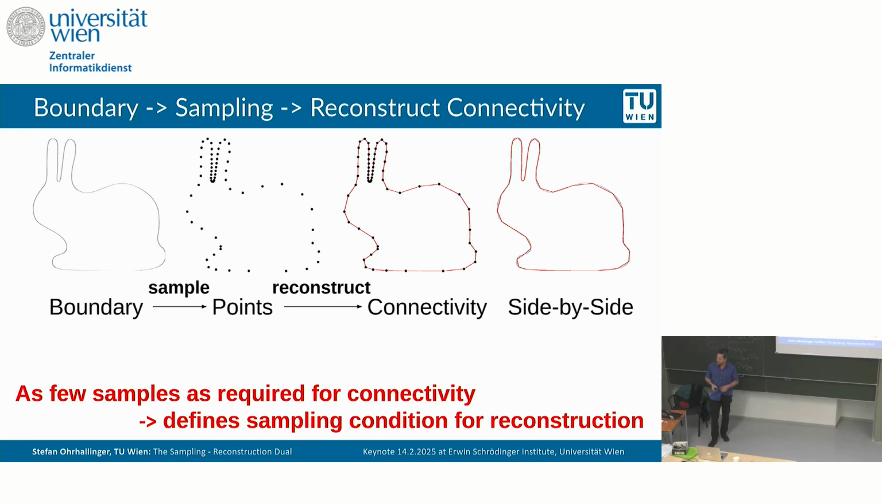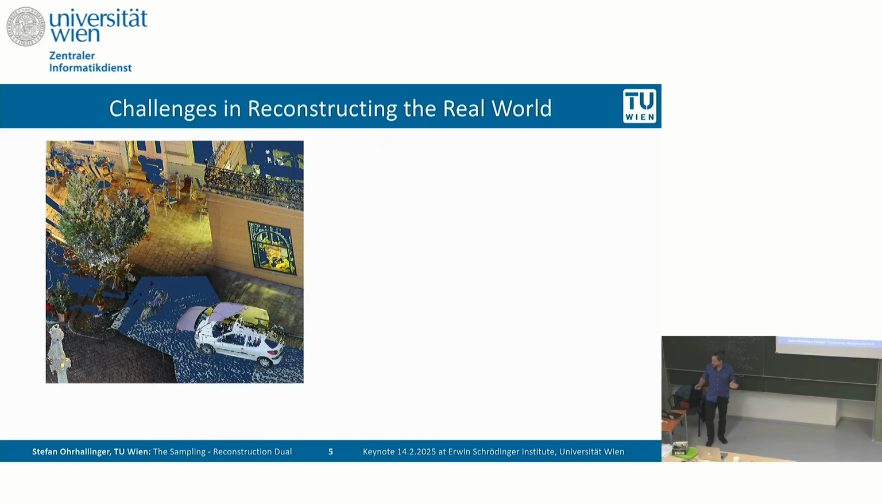So what we need is possibly as few samples as required for the connectivity, also to reconstruct the geometry well that's needed, remove redundant samples, and this defines a sort of sampling condition that's required for the reconstruction. We'll first talk about reconstructing, then go to sampling.